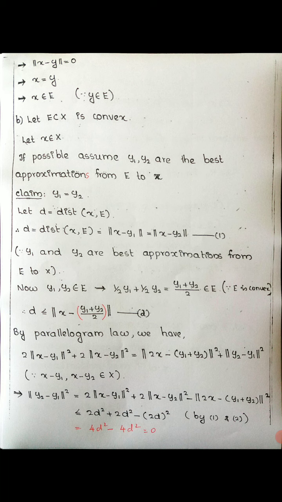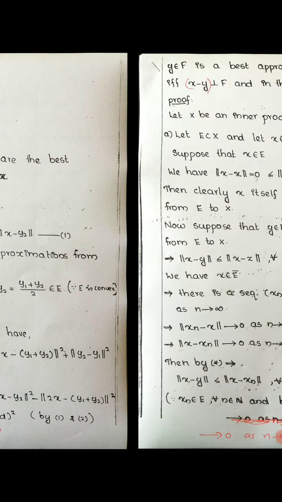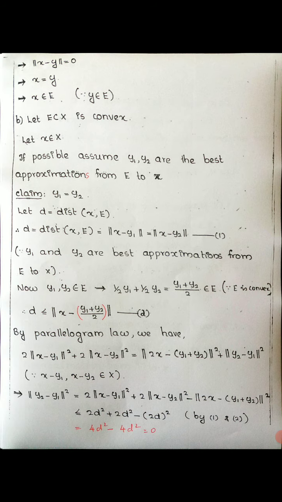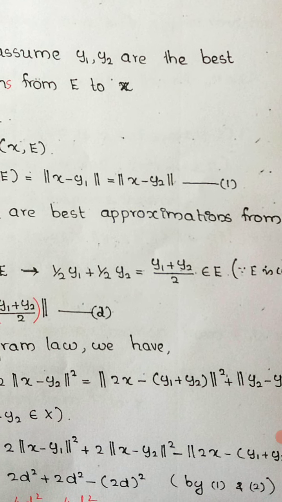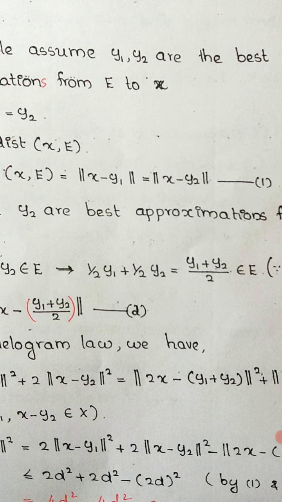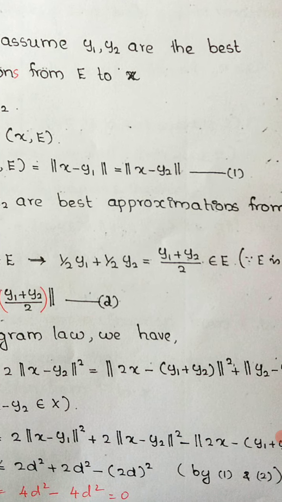You want to prove y1 equal to y2, or you are taking two different approximations and showing that it is unique, or you claim that y1 equals y2, as y1 and y2 are the best approximations. Take d as the distance of x from E. d equals the distance of x from E. By definition, norm of x minus y1 is equal to norm of x minus y2, because it is true for both y1 and y2.